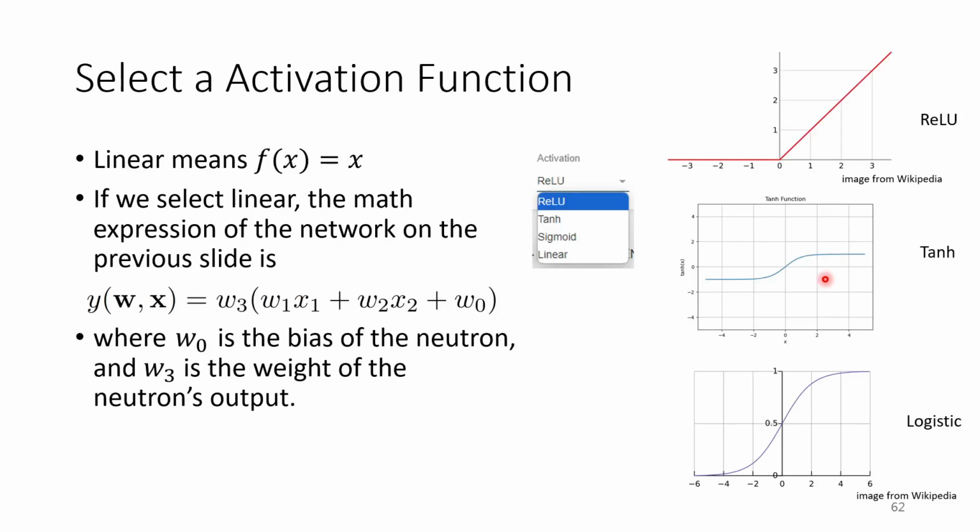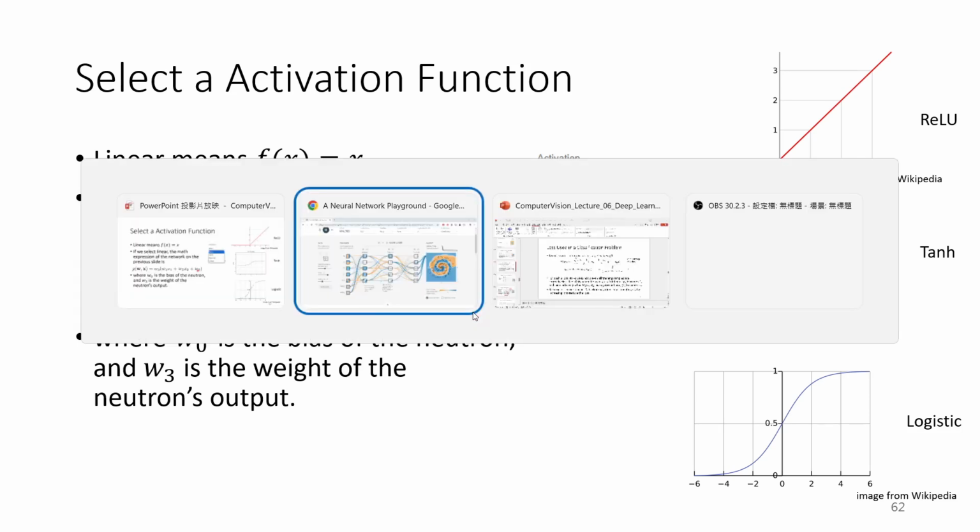Okay. So there are ReLU, tanh, and logistic. And the last one is linear. If I use linear, it means the input will be the output. And if I use linear for this case, then there will be a new weight, W3. It will be W1 plus W2. Sorry, there is no W0, that's a typo.